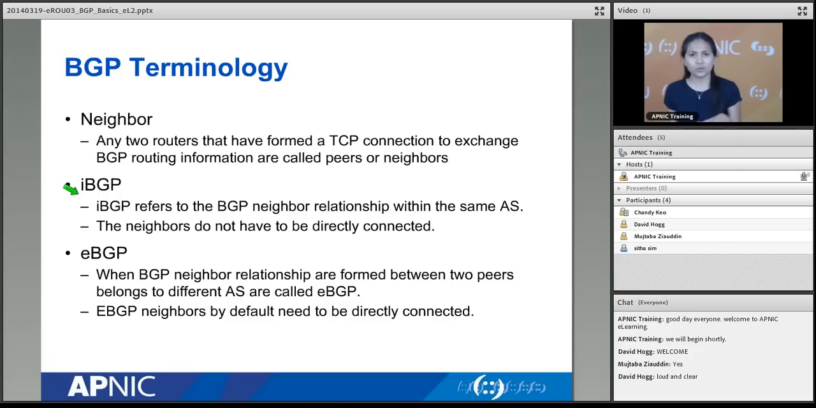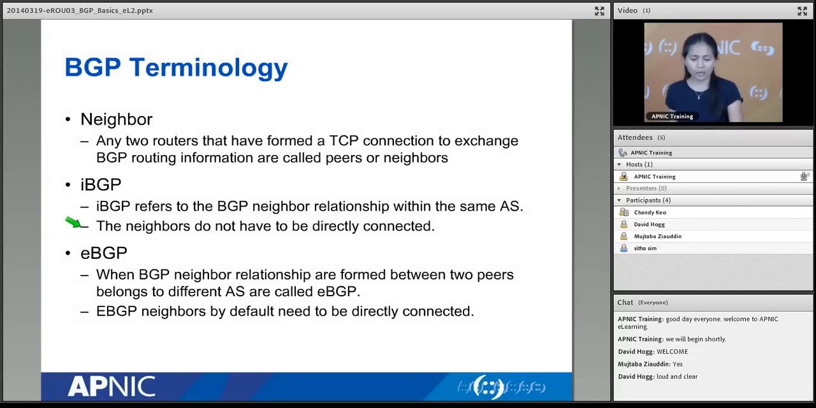These neighbors do not have to be directly connected. However, we'll need to set up a full mesh between all your routers that are going to exchange prefixes via iBGP. With eBGP, on the other hand, we know what it's for. It's what we're commonly used to when we're referring to BGP, and it is between neighbors.